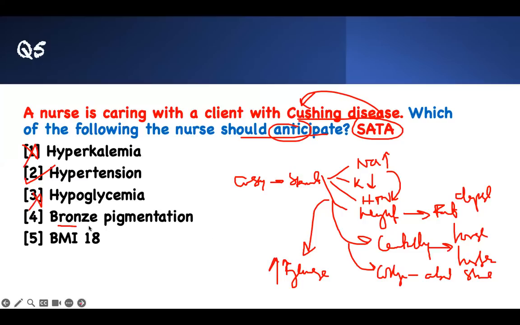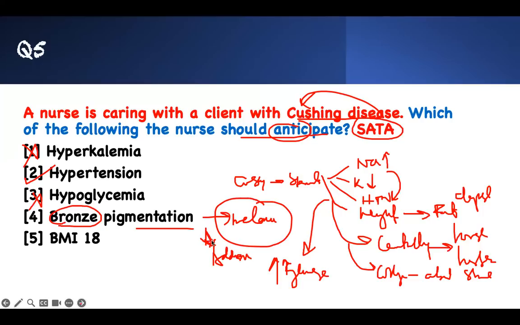hyperglycemia. Bronze pigmentation, that means your skin is brown. You need melanin. This is very common in Addison. You don't see it in Crohn's, in Cushing. Be careful. Bronze pigmentation only seen in Addison disease because of ACTH, which is very, very high in Addison. In Cushing, ACTH is low. Therefore, you're not going to see this.